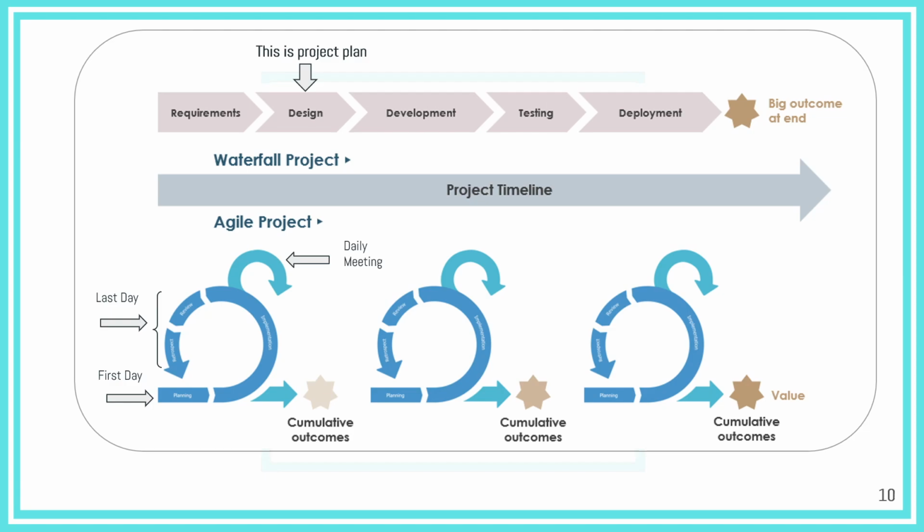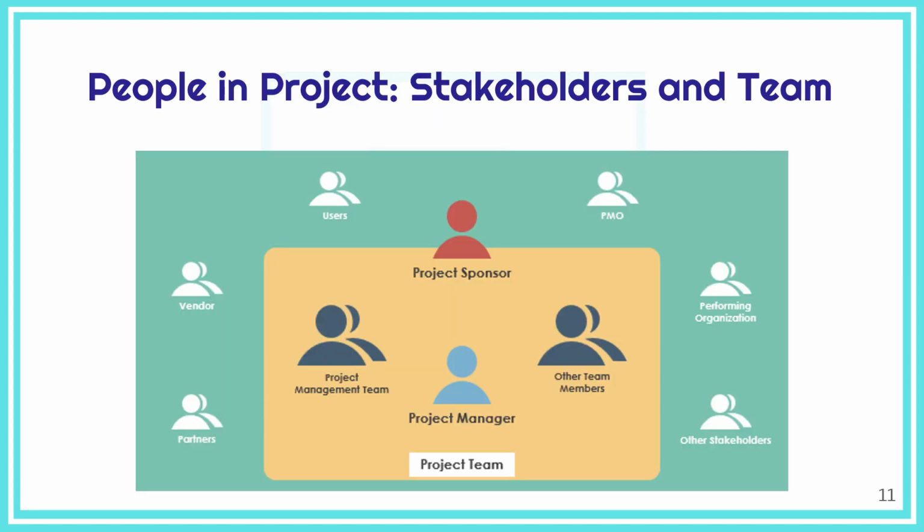Then we started the second domain, which is the people domain. First of all I tried to explain who the people in the project are, and I explained that the people in the project are generally the stakeholders and the team. The team is always composed of the project manager, maybe people helping the project manager with project management work, mainly in Waterfall, and then the development team or the execution team, the other team members. The stakeholders, from the sponsor to the customer, the user, the partners, the vendors, PMO, regulating bodies sometimes, other stakeholders, etc.